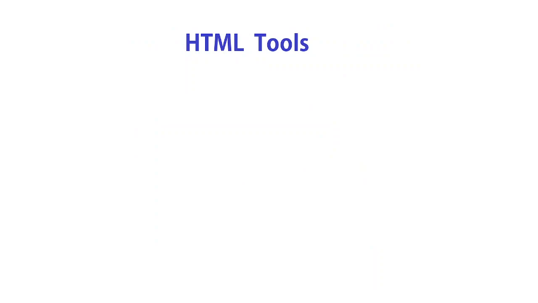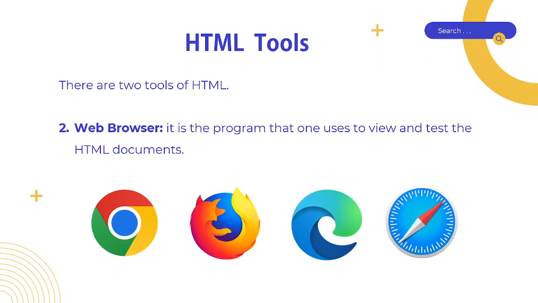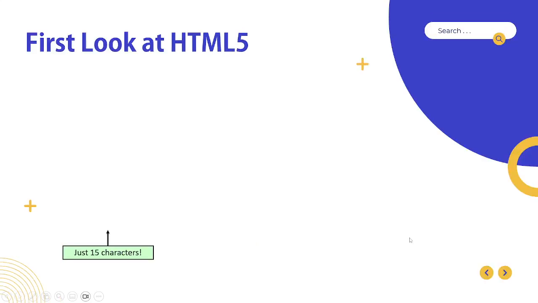Okay, next. Let's proceed with the HTML tools. There are two tools of HTML. Earlier was the text editor, and this one is the web browser. It is a program that one uses to view and test HTML documents. It includes Google Chrome, Mozilla Firefox, Microsoft Edge, and Safari.